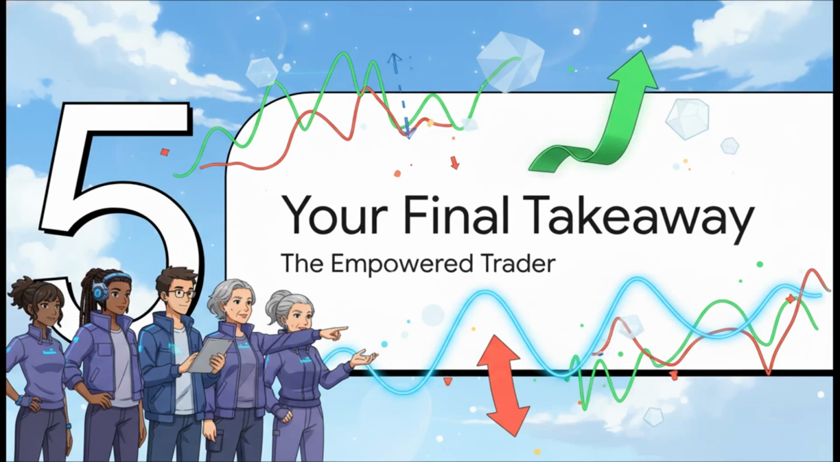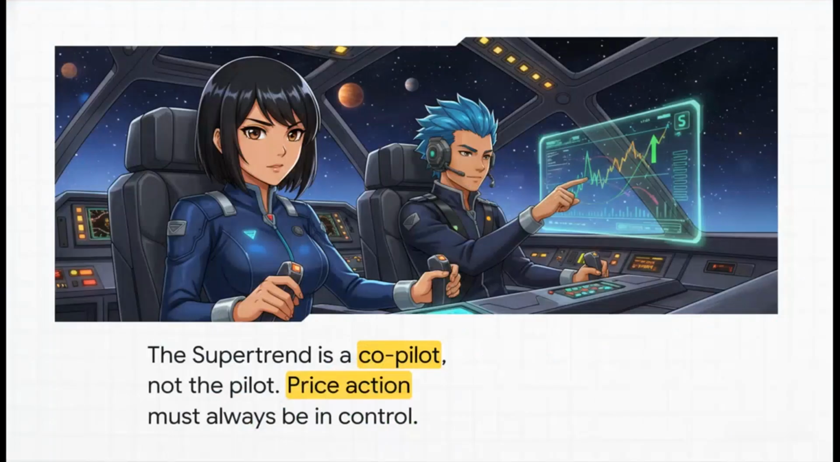So, after all of that, what's the one single most important idea you should take away from this? The thing that will help you master not just the Supertrend, but really any indicator you use. It's this. Think of the Supertrend as your co-pilot. It's an awesome navigator. It gives you valuable information. It helps you manage the journey. But it is not the pilot. Price action, the chart itself, that must always be the one flying the plane. Your analysis comes first, every single time.